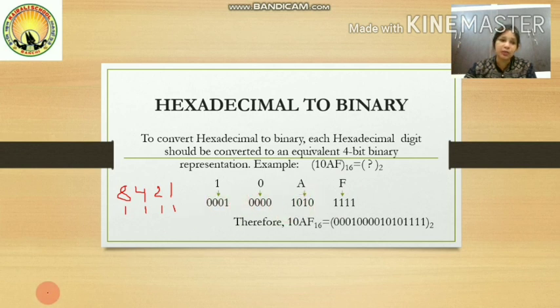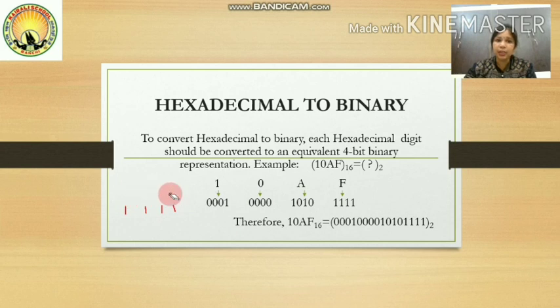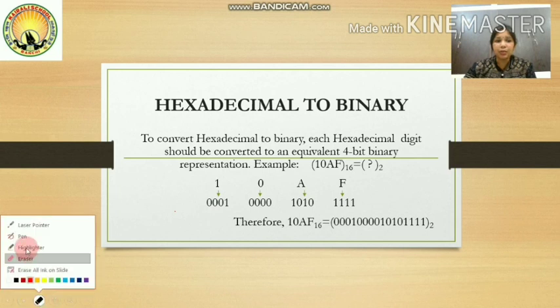Same way, all these digits will be used. After doing this, you will merge all the equivalent 4-bit binary representations to get the binary value. Clear?